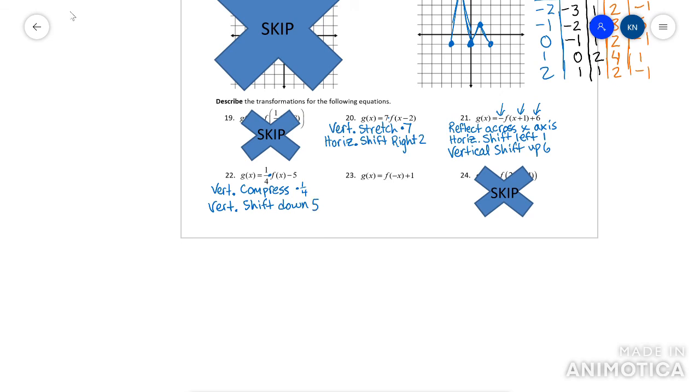And then this last problem, the first transformation is this minus on the inside. That's a reflection, and that is across the y-axis. And then this +1 at the end is outside, so it has to be vertical. And it's a plus or a minus, which means it's a shift. And since it's vertical, you do what it says, and adding 1 to your y values would actually move you up 1.